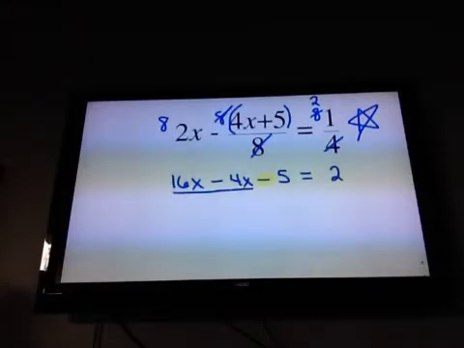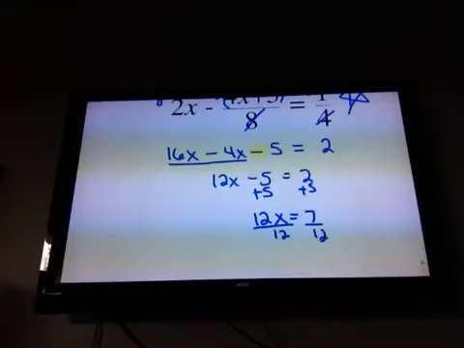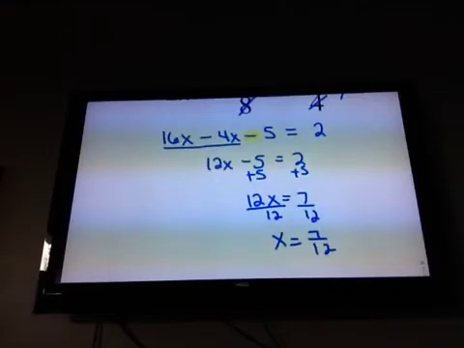So here I have 12x minus 5 equals 2. Add 5 to both sides. And 12x equals 7. Divide by 12, and x is 7/12. And just leave it as a fraction, 7/12.